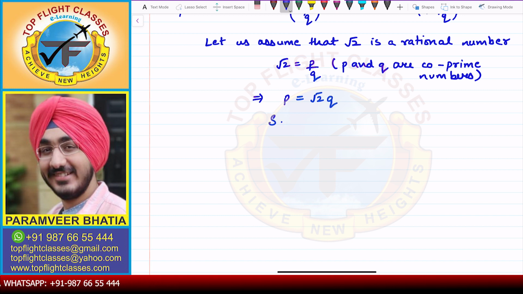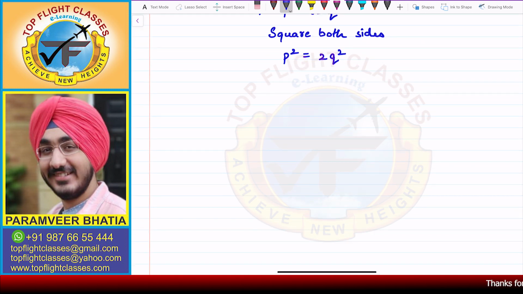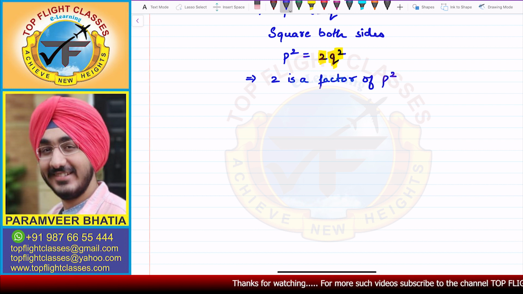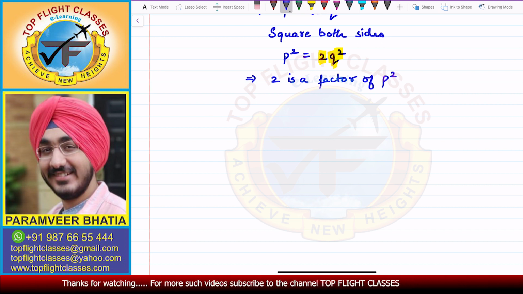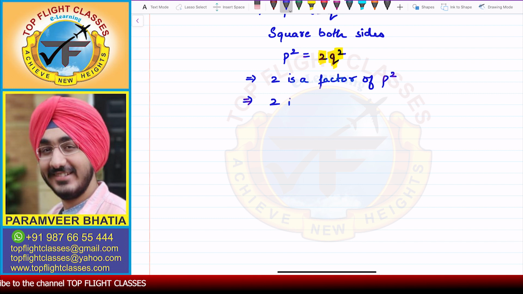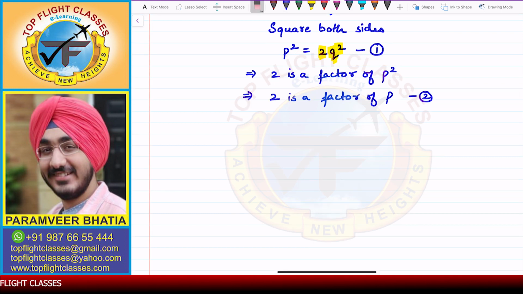Now we square both sides. So now on squaring both the sides, I will get p square is equal to 2q square. So from here, what I get is that this implies that 2 is a factor of p square, and theorem 1.3 says that if p is a factor of a square, then p is a factor of a, where p is a prime number and a is a positive integer. So this implies that 2 will be a factor of p. Now from here we get that 2 is a factor of p.